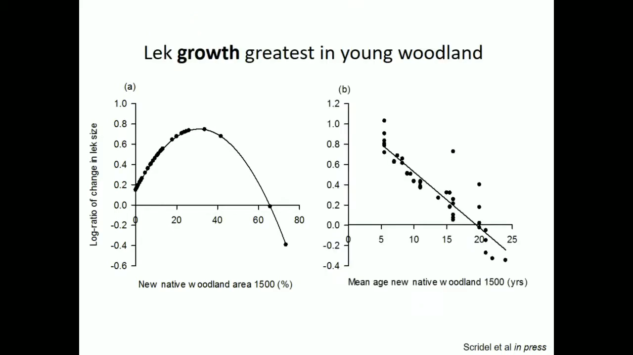But we were then interested in whether the age of the new native woodland showed any association with change in lek size. So we calculated mean age surrounding each lek and found a really interesting result that the growth in lek size was greatest where the native woodland was young, so averaging about 5 years since establishment. And the horizontal line on the right-hand graph is zero growth in leks over time. So anything above that is an increase in lek size, and anything below it is a decline in leks. And so we found that when the native woodland was about 20 years of age, leks declined in size. And this is obviously quite similar to the results that have been previously found for commercial conifer woodland.